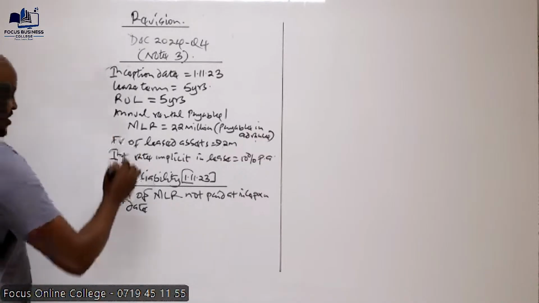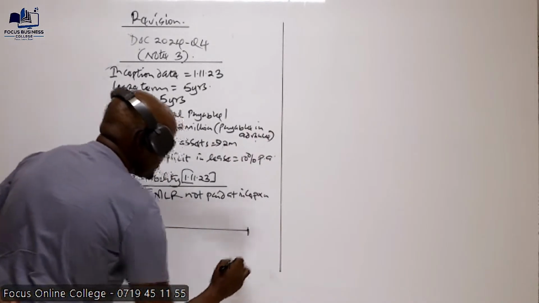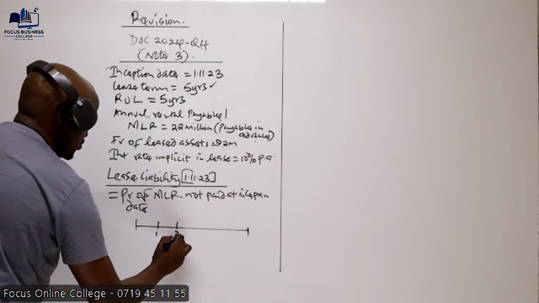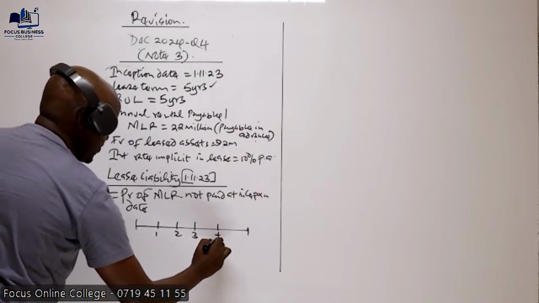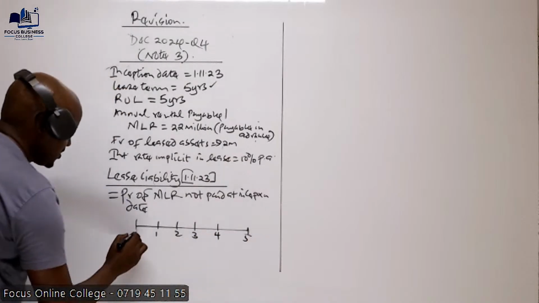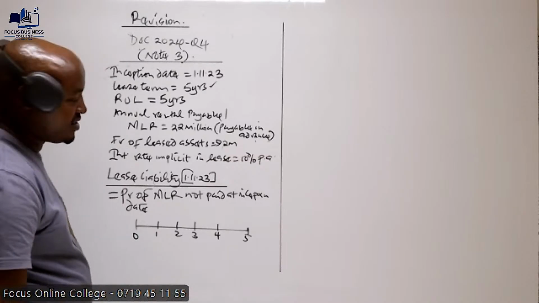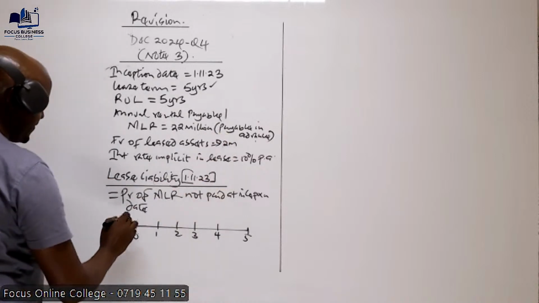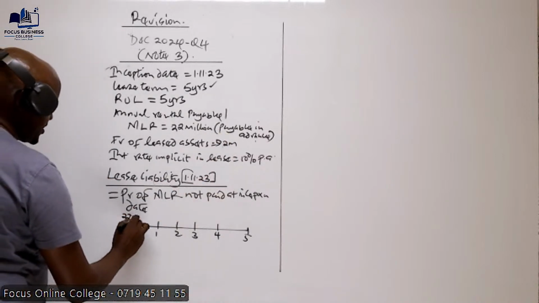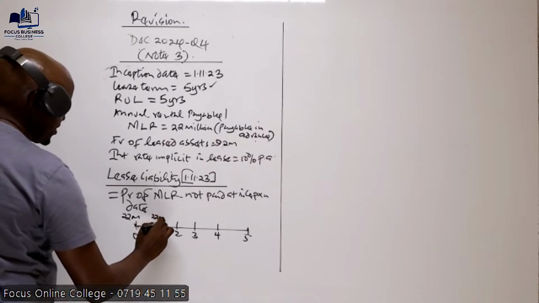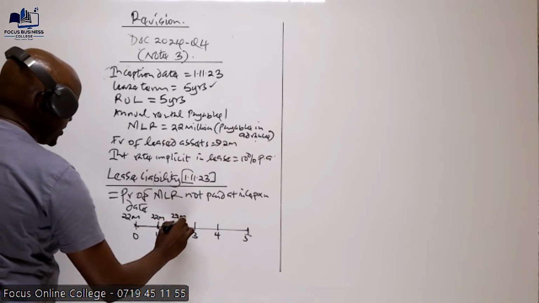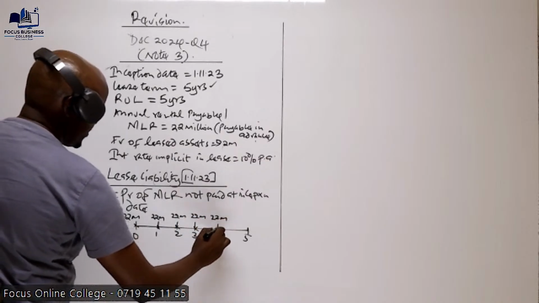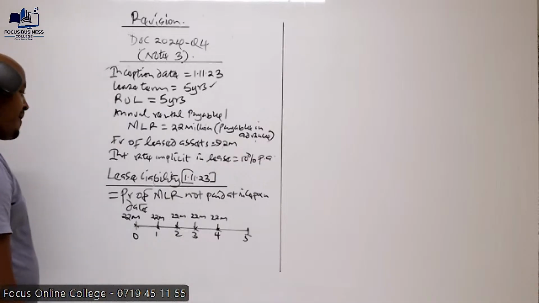Now, recall, this particular lease is for 5 years. So we have year 1, year 2, 3, 4, and 5. This is the start of year 1, which is always referred to as time 0. The minimum lease rentals are payable in advance. So the first rental was paid at the start of year 1, the other at the start of year 2, year 3, year 4, and the last at the start of year 5.